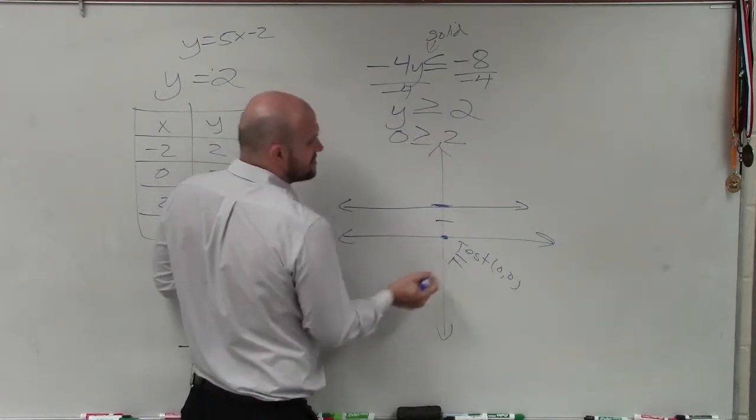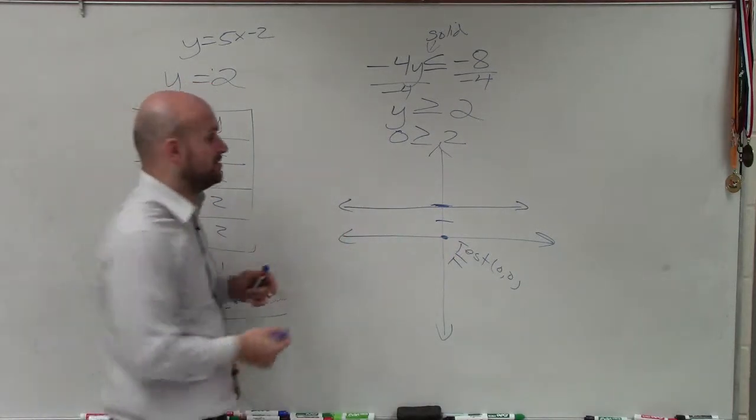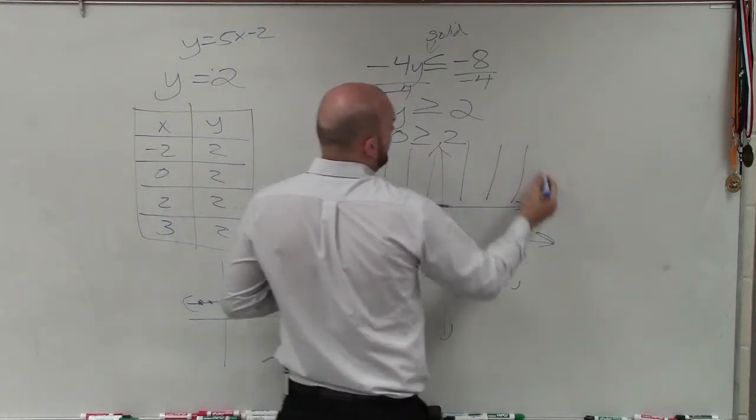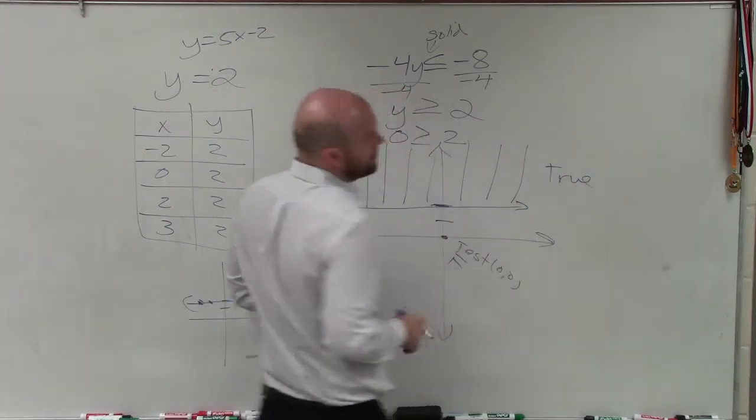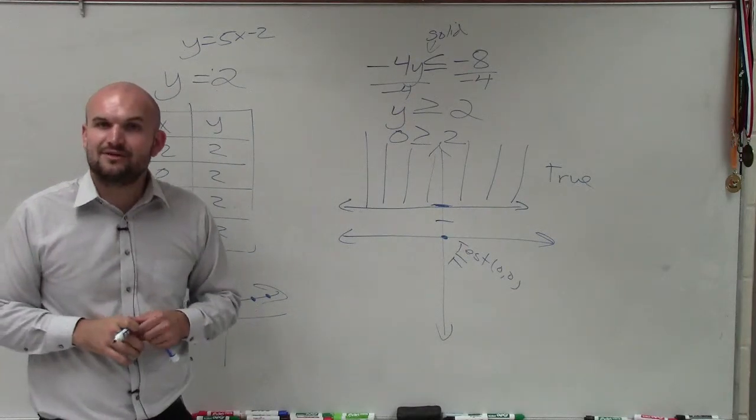No, that's false. So that means since this point is false below the line, all the points below the line are false. So that means all the points above the line are going to be true. So there you go, ladies and gentlemen. That is how you solve a horizontal linear inequality.